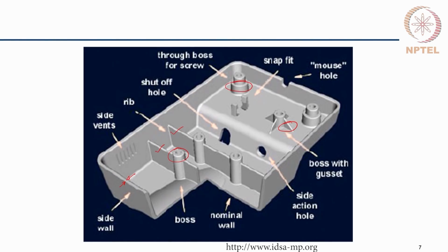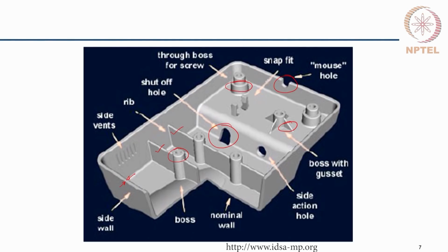There may be holes like this shut off hole that you see over here, or these mouse holes. So, these holes, as you can see, they are on the transverse direction. The injection molding direction for this component is from top to bottom, that is the mold action takes place from top to bottom and the part is taken out.